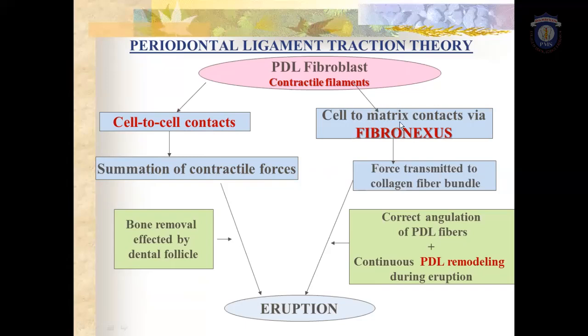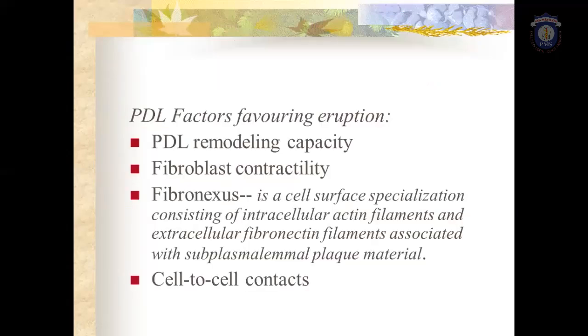On the other hand, the cell-to-matrix contacts, that is the fibroblast cell to the collagen matrix via the fibronexus, transmits the forces to the collagen fiber bundles, and these fiber bundles get aligned and angulated in the correct angulation, which results in remodeling of the periodontal ligament, resulting in eruption. Now, along with this, there will be selective deposition and apposition of bone in the pathway of the eruptive tooth.